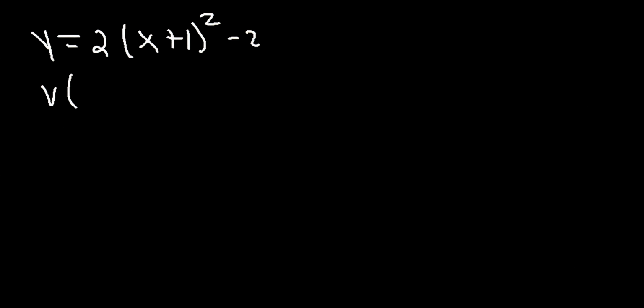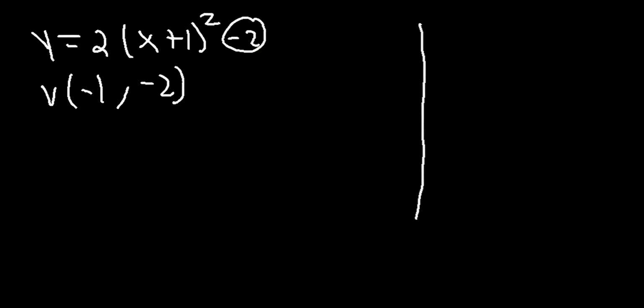Now what about this one? Let's say there's a 2 in front of the parentheses. So how does it modify our process? So the vertex, we know it's negative 1. You change the plus 1 to negative 1, comma negative 2. This is going to stay, k is going to be the same. My lines are never straight.